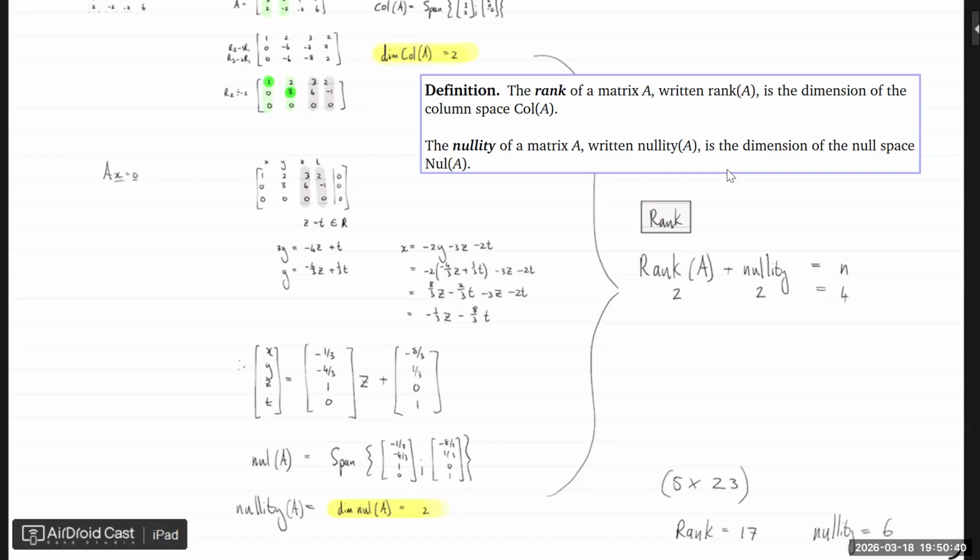It will be 6. Because 17 plus 6 plus what gives you 23. And that is the rank theorem. The rank plus the nullity should always give you the amount of columns.